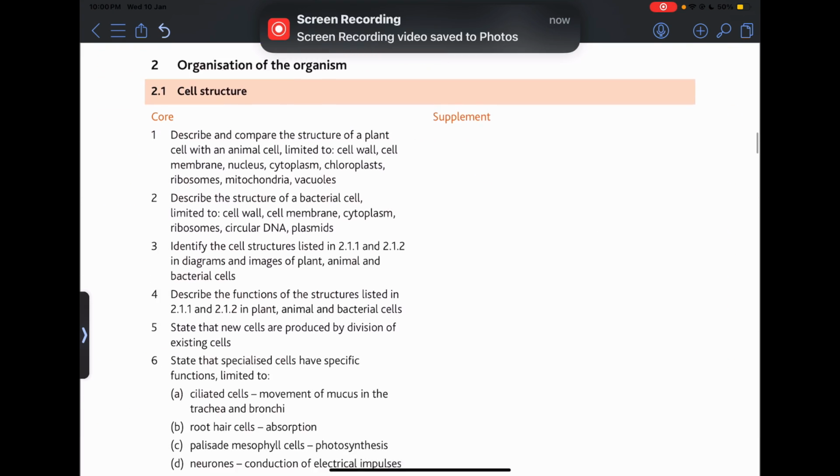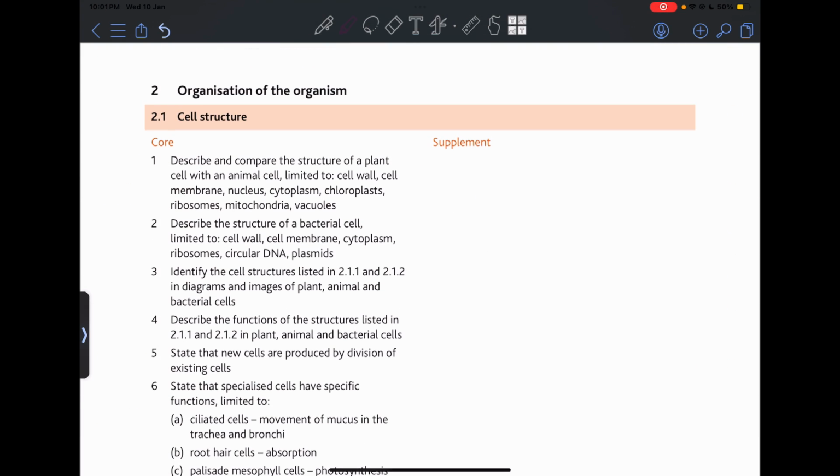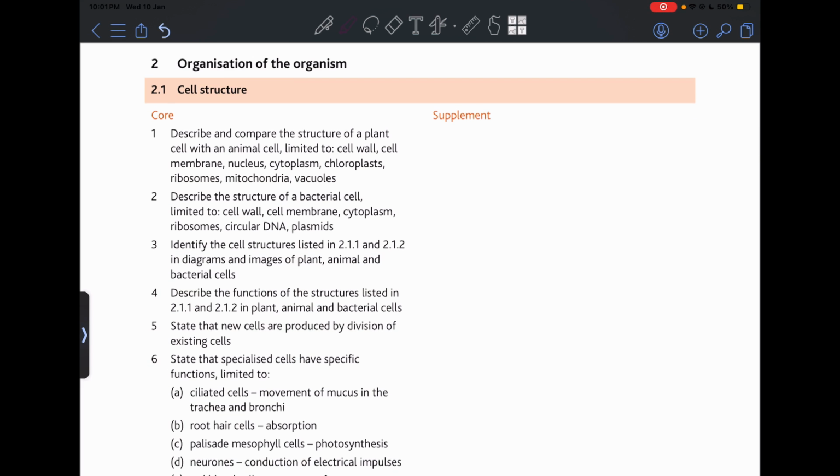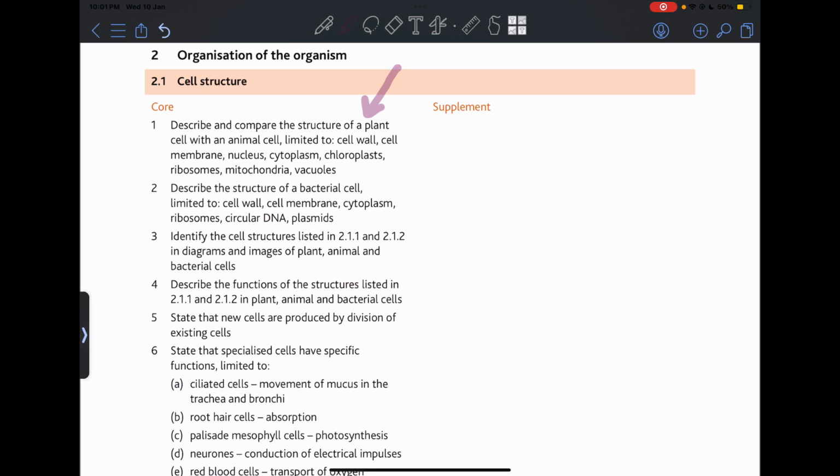Now let's move on to chapter 2 of the IGCSE Biology syllabus. We have 21 chapters. So chapter 2 is the cell structure, and in this section, 2.1, all this information is to be known by the core students and the extended. There's no extra information for the extended students. So we have to describe and compare the structure of a plant cell with an animal cell, limited to cell wall, cell membrane, nucleus, cytoplasm, chloroplasts, ribosomes, mitochondria, and vacuoles.